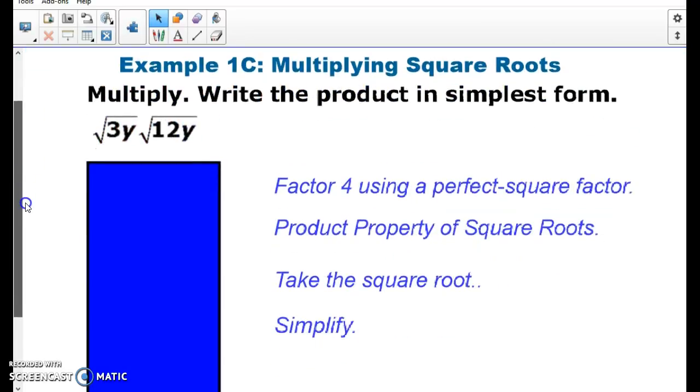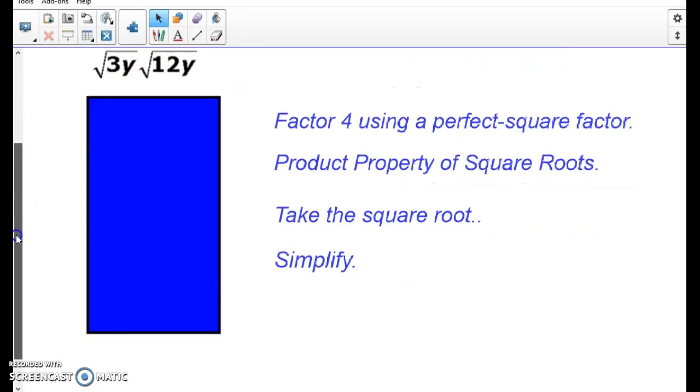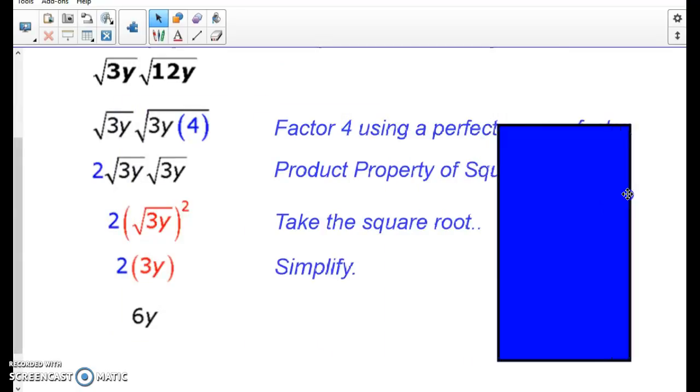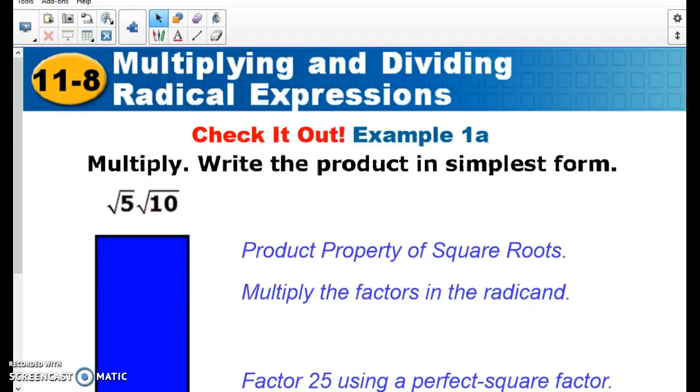Same thing happens when we multiply variables. Root 3y times root 12y is going to end up being root 36y squared. Book doesn't do a good job of writing this one out. I would do what I just said, where I would end up with root 36y squared. Square root of 36 is 6. Y squared, remember, they can come out in pairs. So I'm going to end up with y. So 6y would be my final answer there.